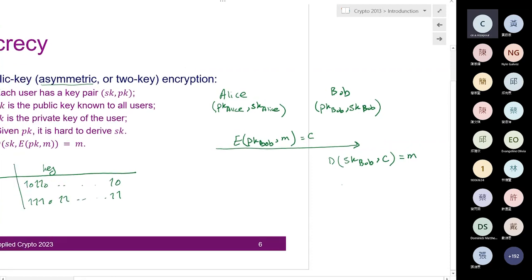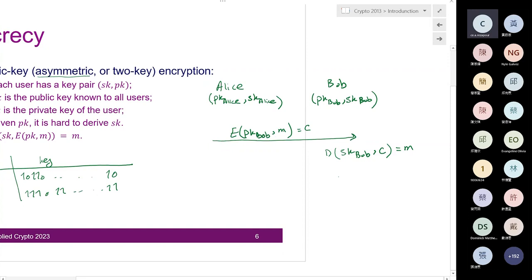Just like before, Alice was able to send a message to Bob, and Eve is here again. Eve would only see the ciphertext C. Eve as well wants to try to decrypt the message, so Eve would try to decrypt it, so he knows the C, but he does not know the secret key of Bob, and therefore he doesn't know how to recover M.